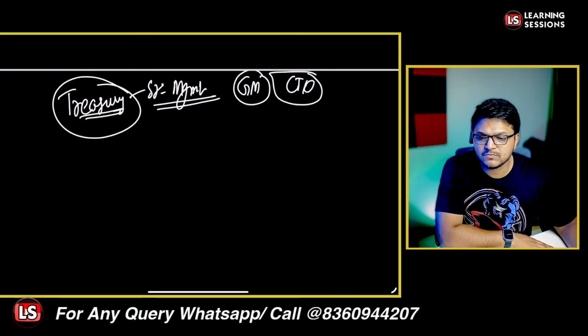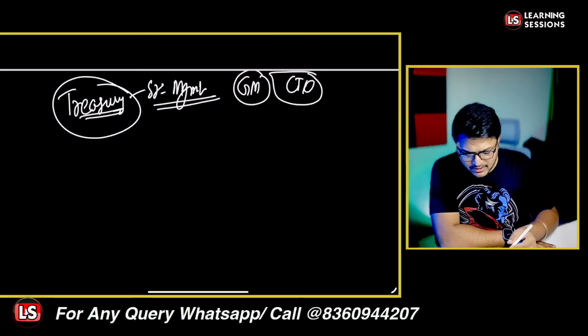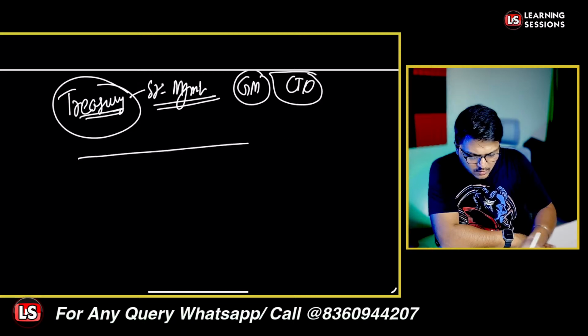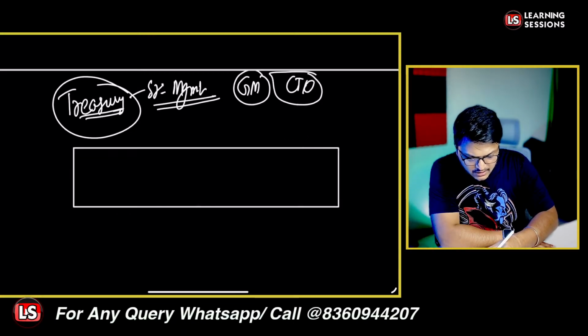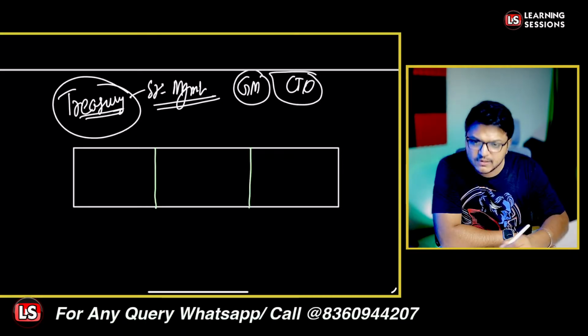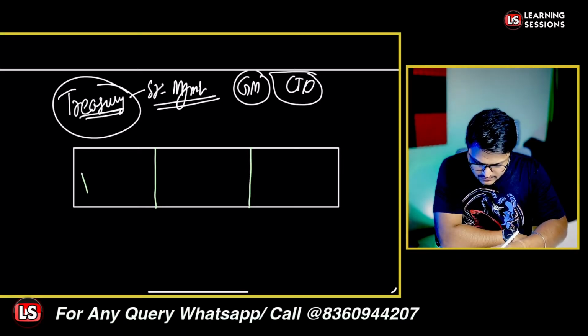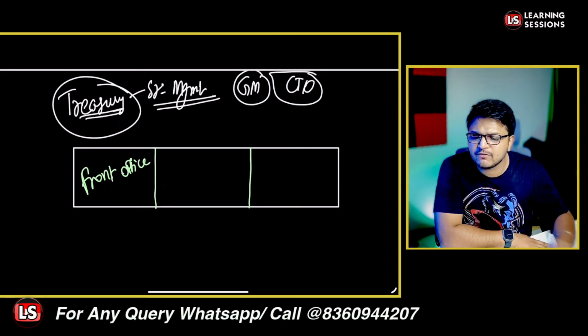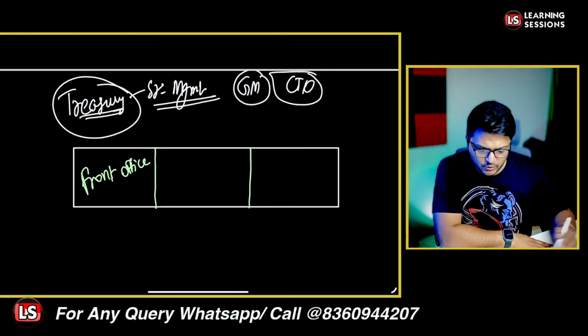Okay. Now, the treasury is segregated into three parts. If we talk about how it basically works, it is divided into three parts. The first is related to the front office. The second one is related to the back office.